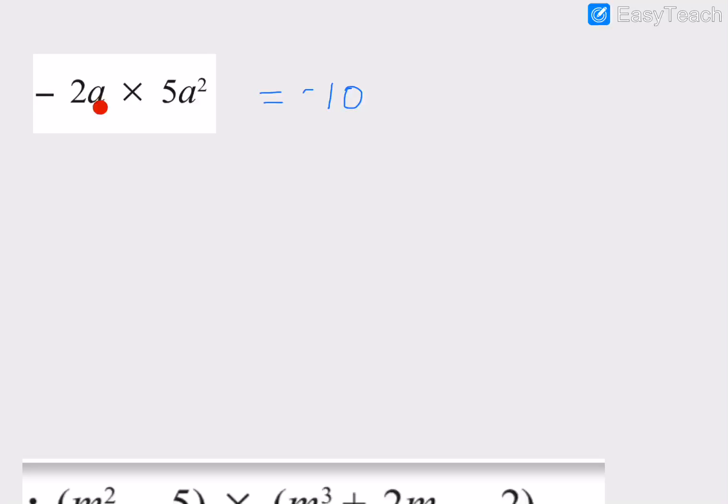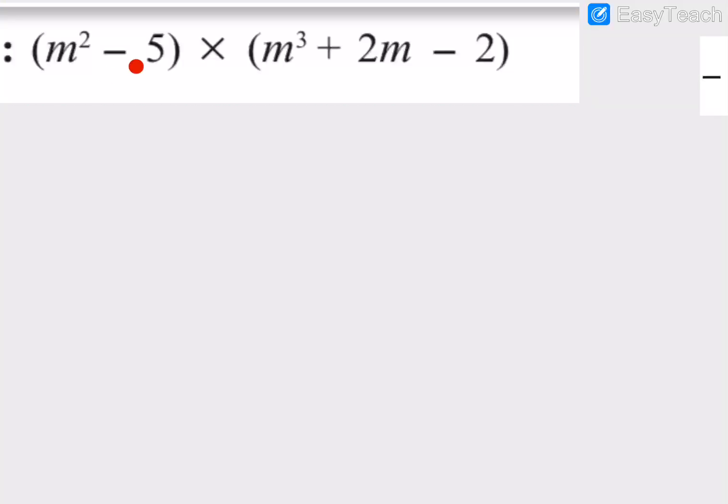Then we can do with the variables, a into a square, it will be a cube. Minus 10 into a cube is minus 10a cube. So this is the answer. So this is the next problem, 5m square minus 5 into m cube plus 2m minus 2. So we have to multiply two polynomials.